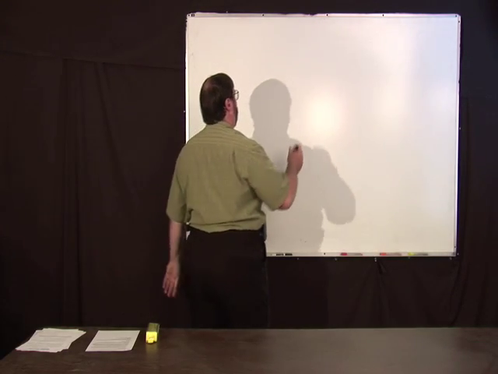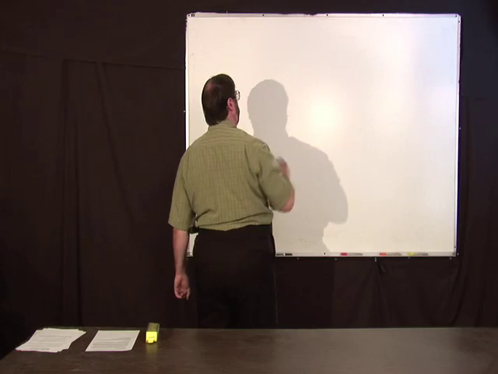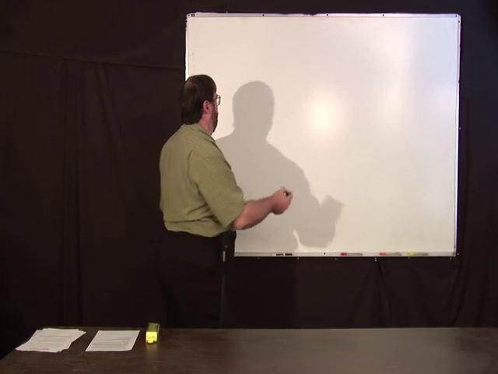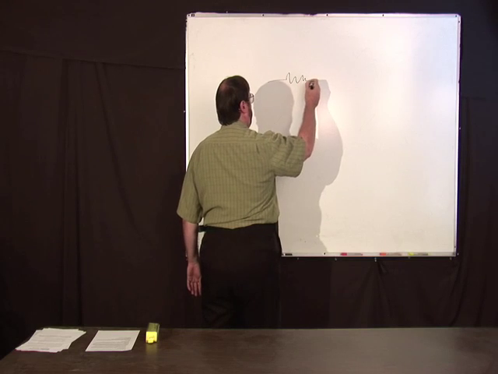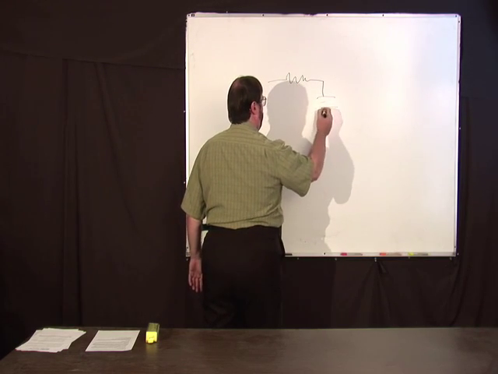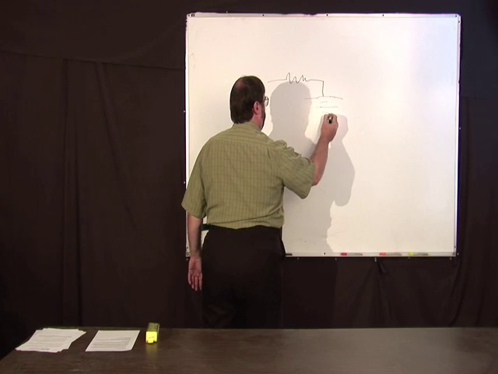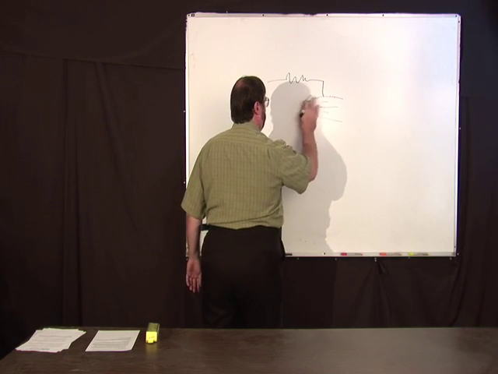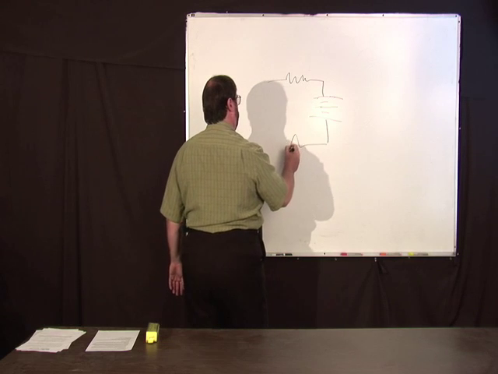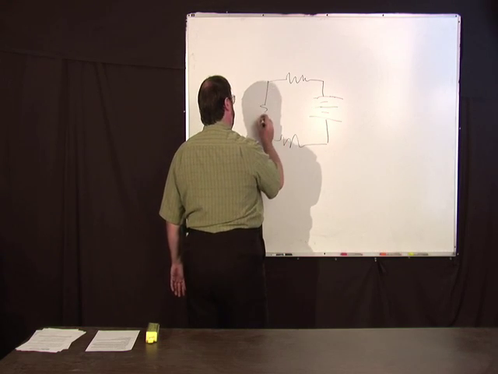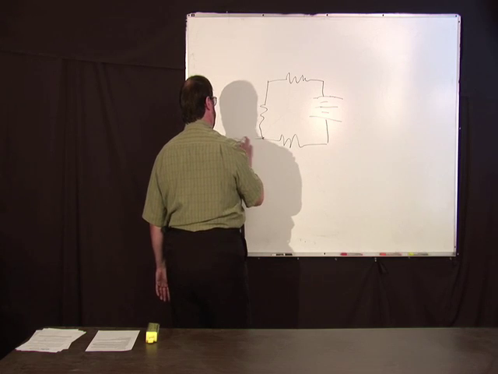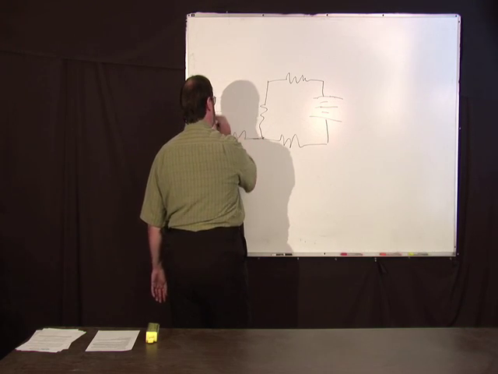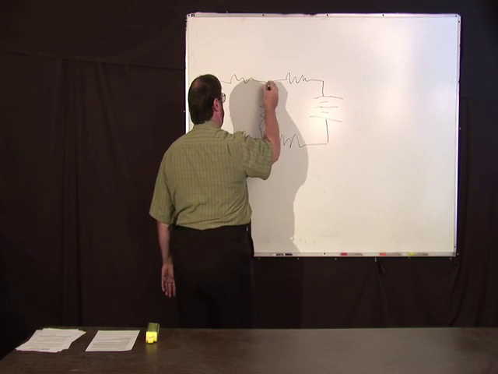Anyway, the other law concerns a circuit, no matter how complicated, with some resistors. These are symbols for resistors and batteries. You can have some sort of complicated thing with all kinds of branches and resistors everywhere.